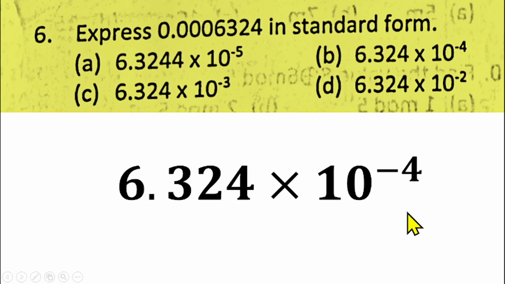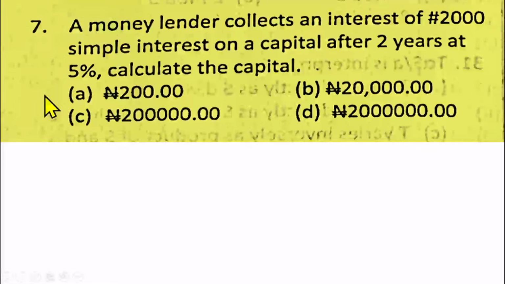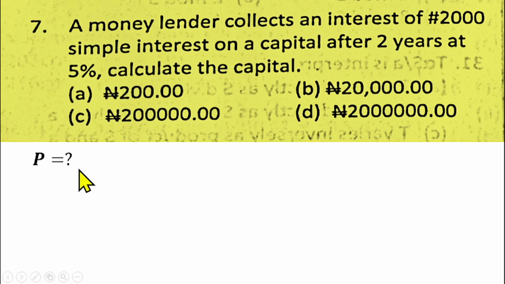Question number 7 is from simple interest. A money lender collects an interest of 2,000 naira simple interest on a capital after 2 years at 5%. Calculate the capital. So you are finding the principal, given the interest, the rate and the time. We are looking for the principal. We are given the interest, the rate, and the time is 2 years.